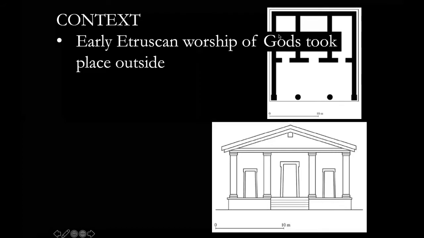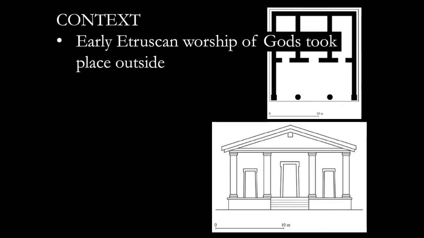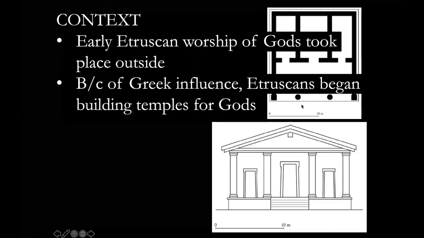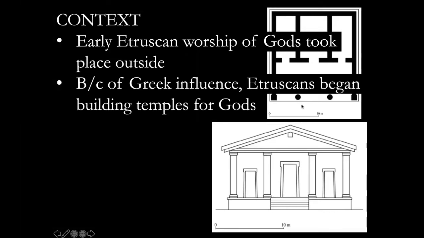All right, let's write some context about Etruscan temples. So early Etruscan worship of gods took place outside. They didn't actually have temples. But then it was because of trading with the Greeks that they started to get more influence from Greek culture. So because of Greek influence, Etruscans began building temples for gods.